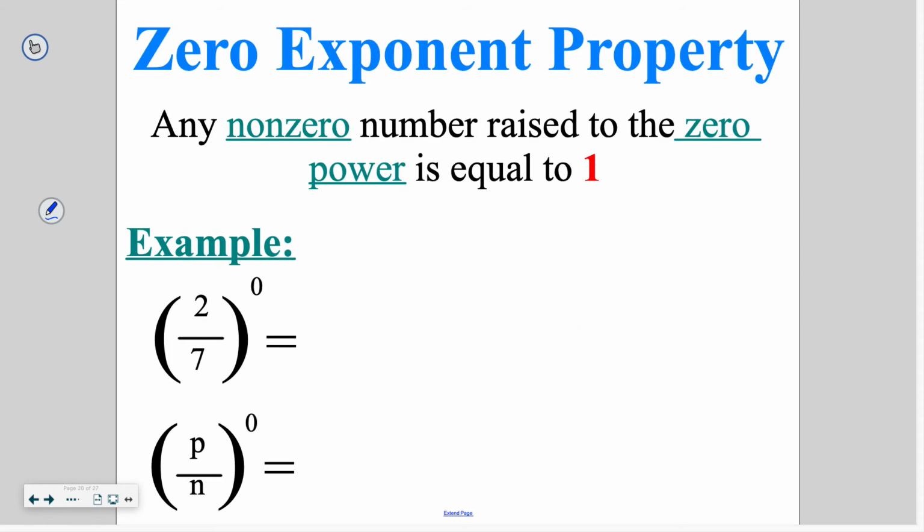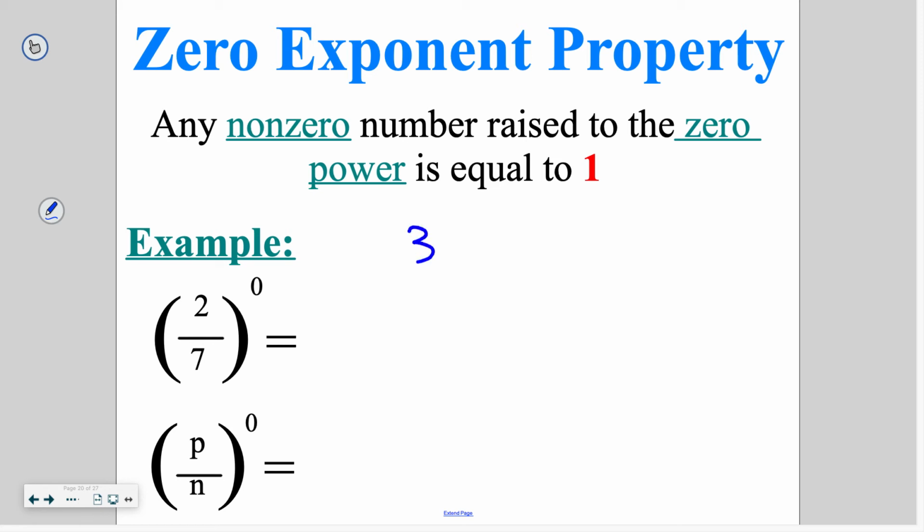Now, you noticed in that first example that we did, p to the 1st divided by p to the 1st gave us p to the 0. What that says is following this next property, which is the 0 exponent property. So this says that any non-zero number raised to the 0 power is equal to 1. It is not equal to 0. It is equal to 1. Let me give you a quick explanation why.